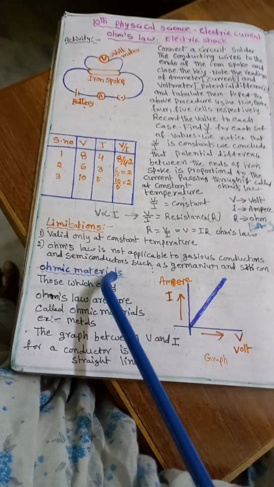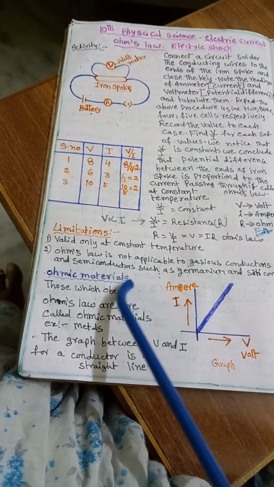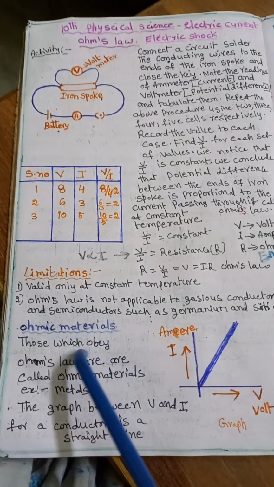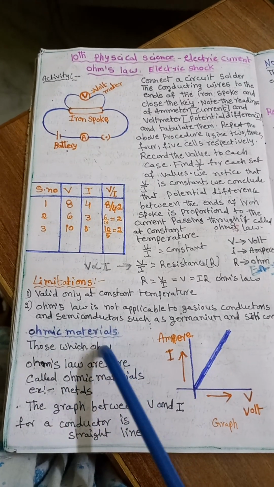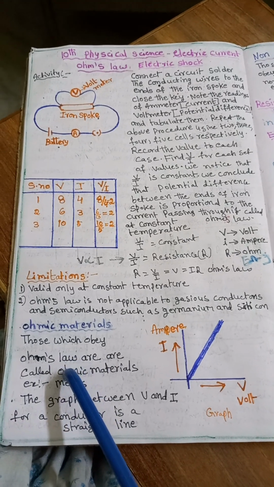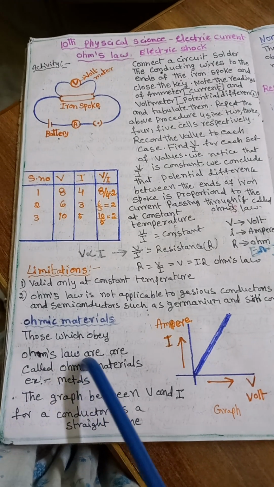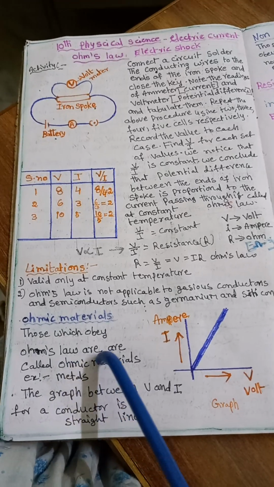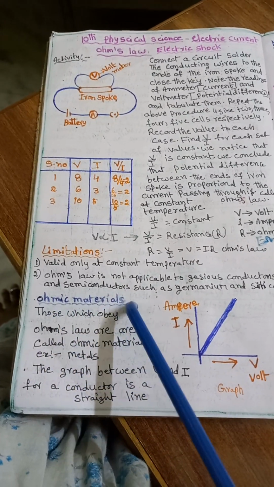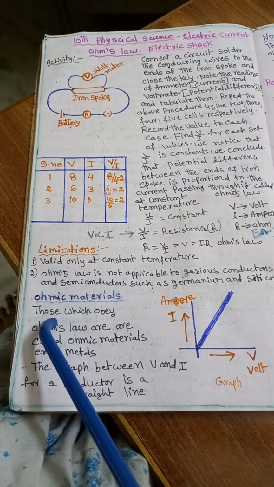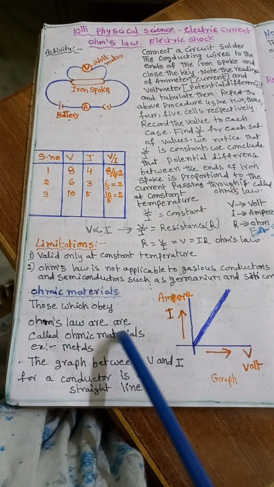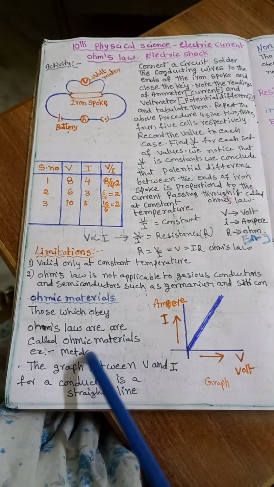And here we observe two types of materials, ohmic materials and non-ohmic materials. Ohmic materials means those which obey Ohm's law are called ohmic materials. So ohmic materials means the metals which obey Ohm's law are called ohmic materials. Example, metals.